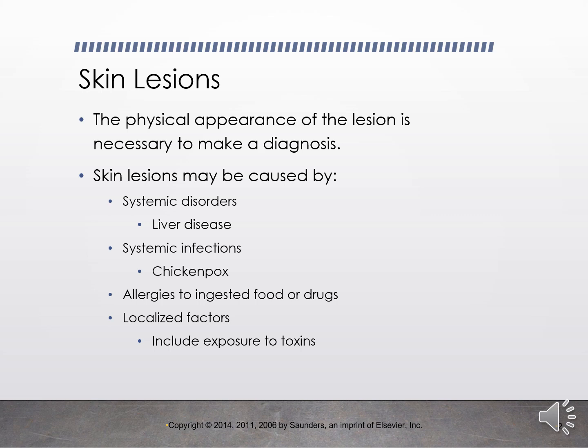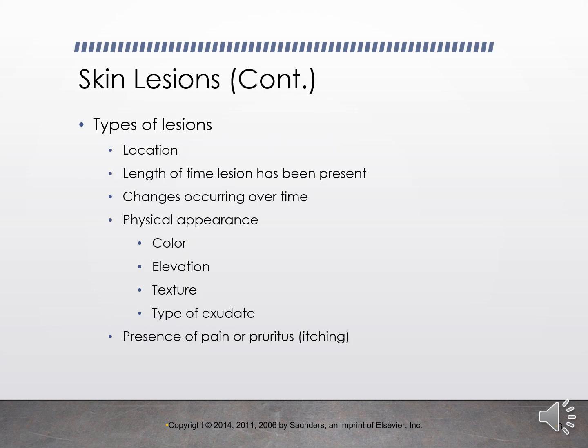In skin lesions, the characteristics help make the diagnosis. They can be caused by systemic disorders like liver disease, systemic infections like chickenpox, allergies to different foods or drugs, or localized factors like exposure to toxins. The type of lesion is classified based on the location, the length of time it's been present, any changes that have been made over time, and the physical appearance, like the color, elevation, texture, type of exudate, and the presence of pain or pruritus.